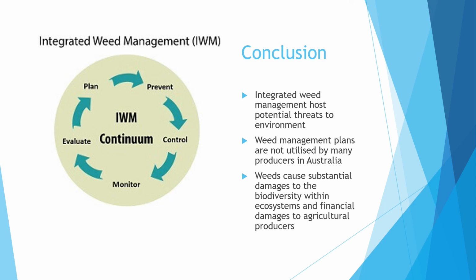Good land management is a means of protecting against weed outbreaks utilising simple methods such as maintaining a high level of ground cover, washing off machinery before and after use, and monitoring land use. Overall, the main objective of integrated weed management is the reduction of chemical reliance in the Australian agricultural industry, and it hosts the potential to do so if implemented correctly.